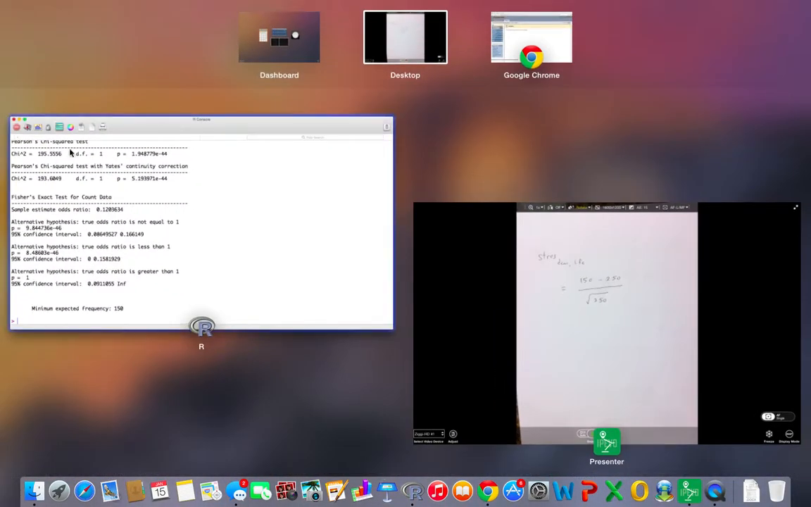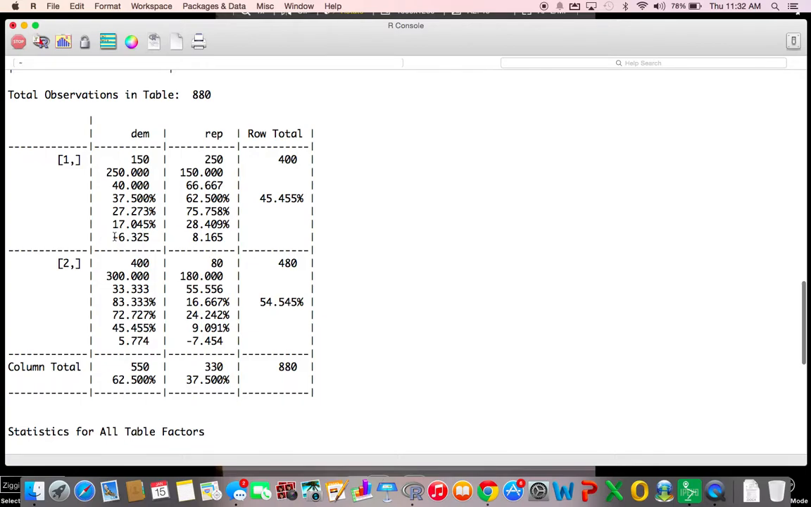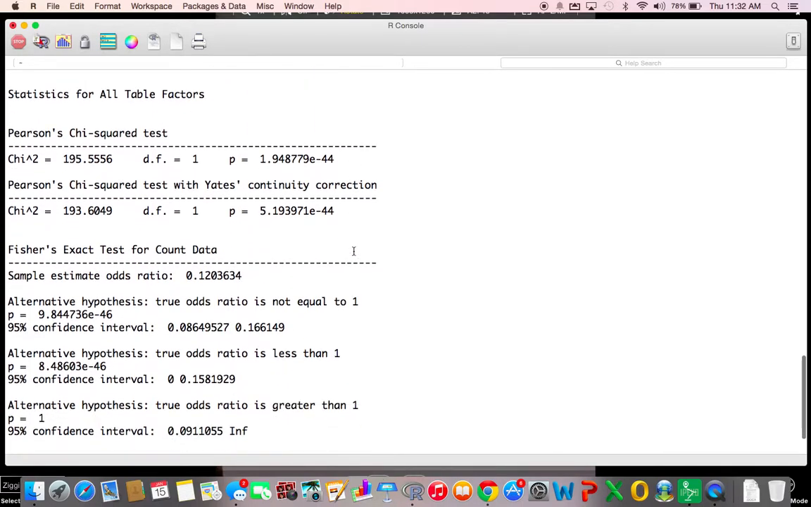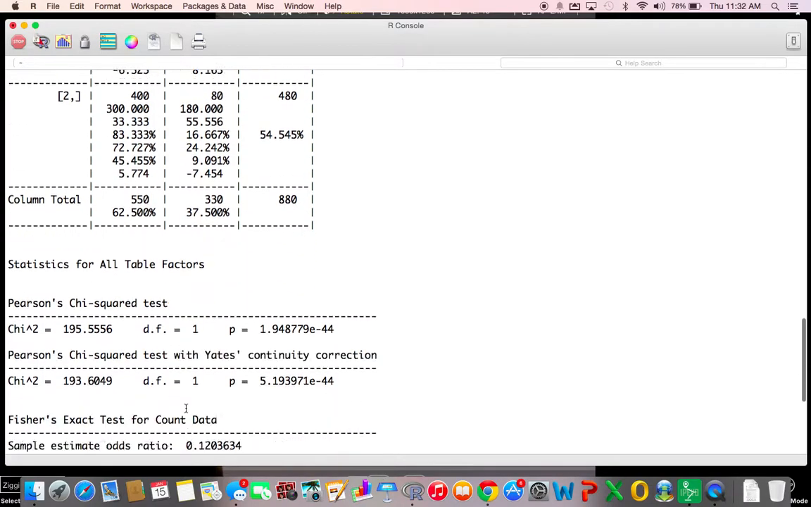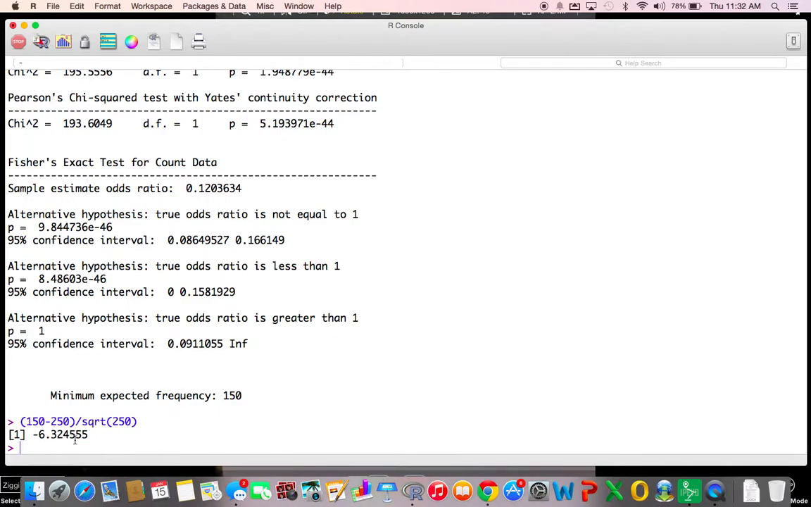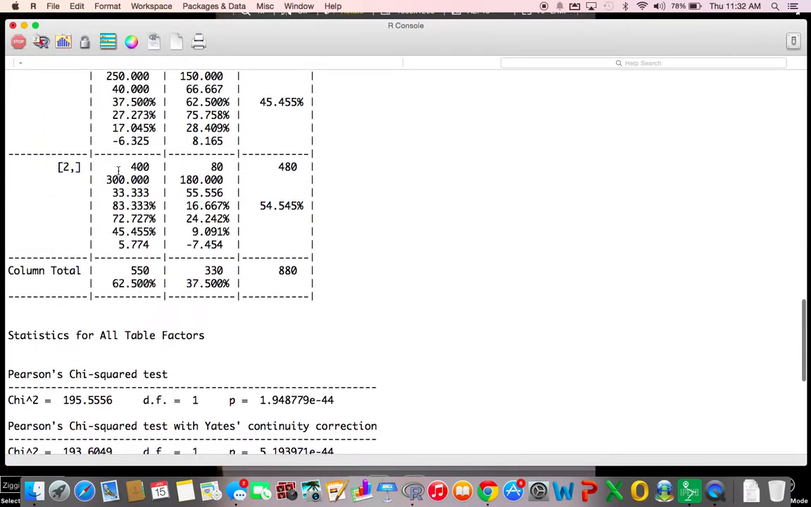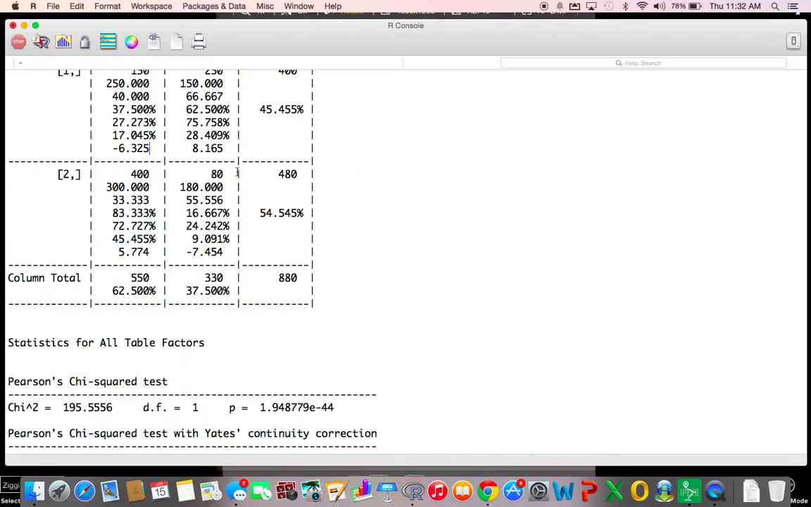The standardized residual is given right here. So that value would be negative 6.325. Let me just go ahead and demonstrate that. If I take 150 minus 250 divided by the square root of 250, we get negative 6.32, which is exactly what we see right here. Okay, gang, what does that negative 6.32 tell us?